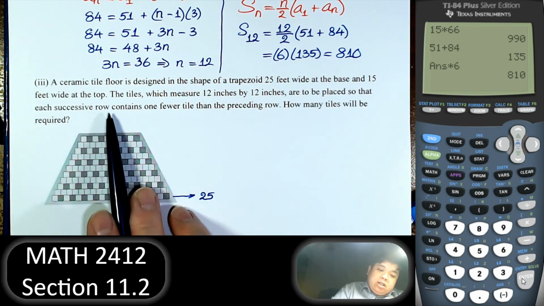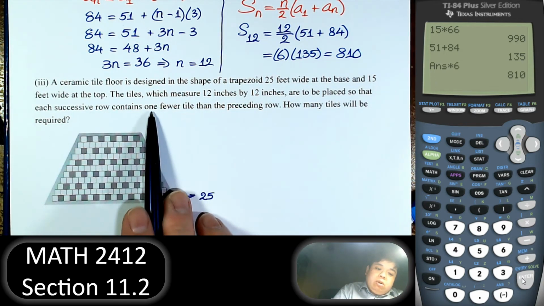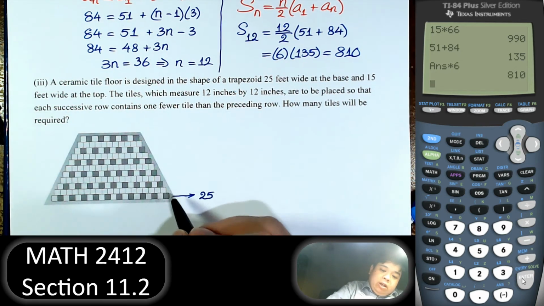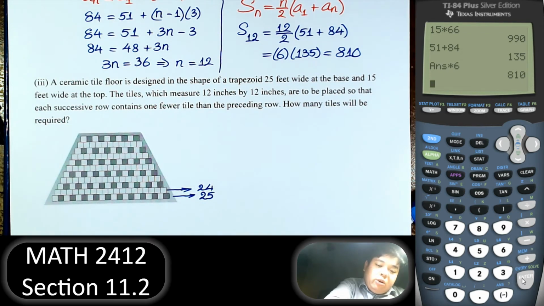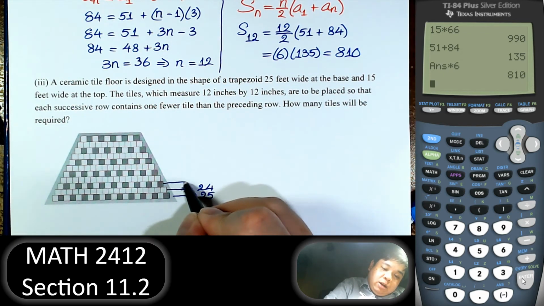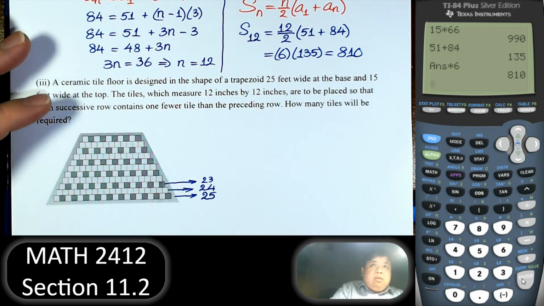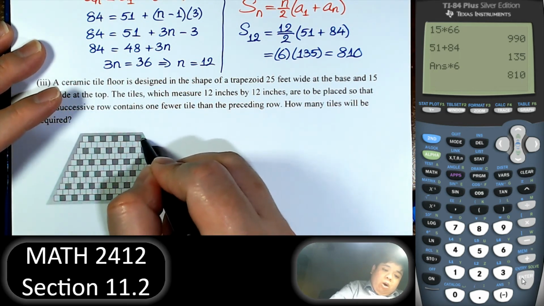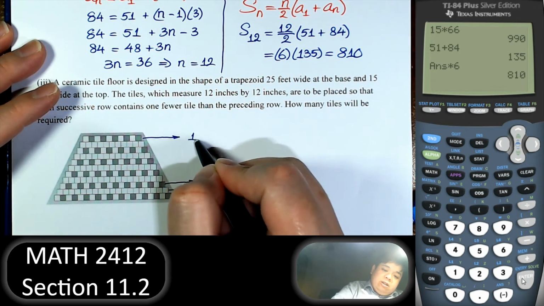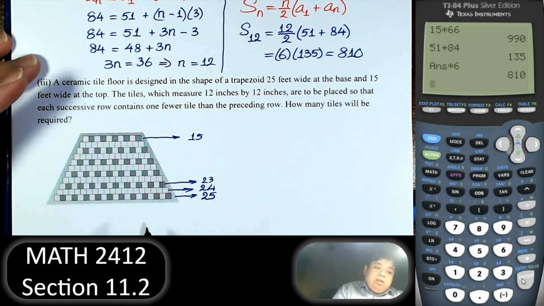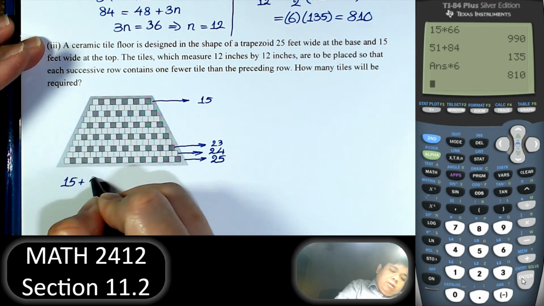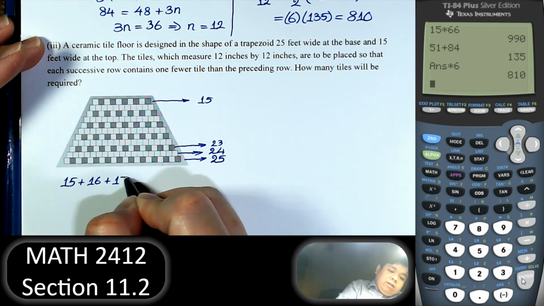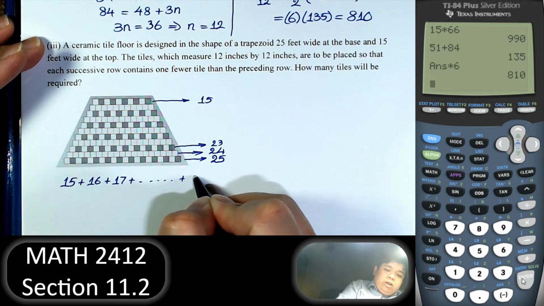Each successive row contains one fewer than the preceding row. So the previous one is one less than that, which is 24, and the next one is one less than that. The top measures 15, so it will require 15 tiles. So pretty much we're going to have 15 plus 16, 17, all the way to 25.